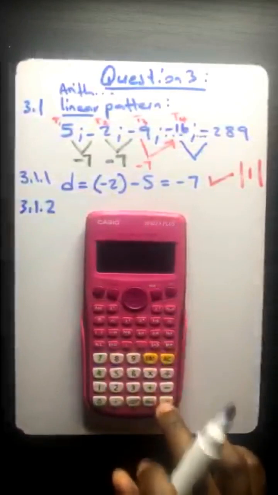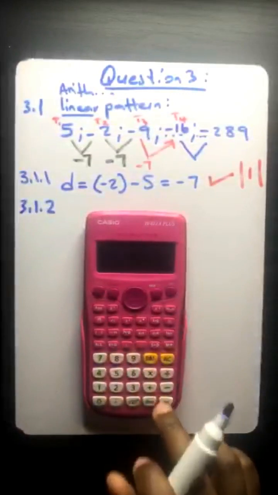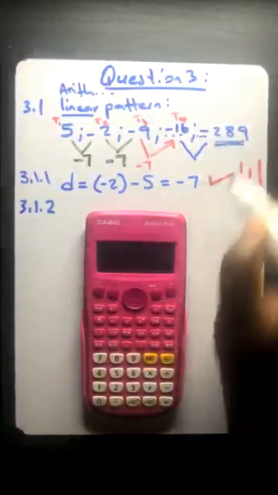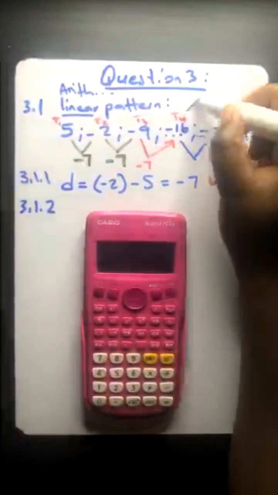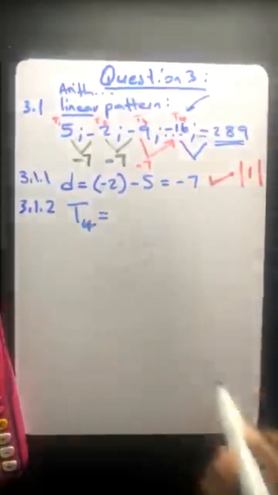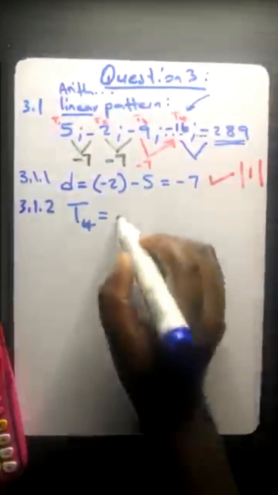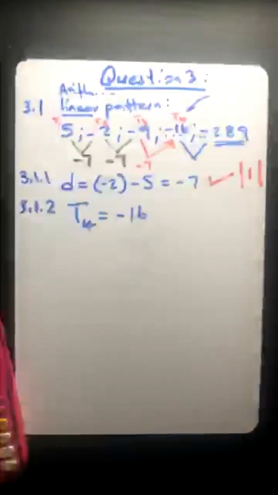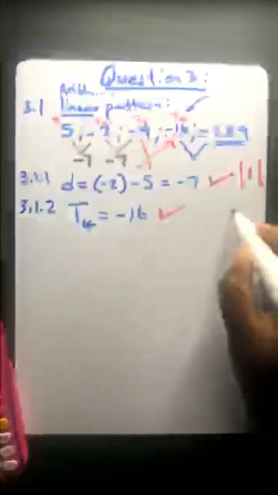You will see that you'll plus many times until you get to that value, if you want to know where that value is. But for now, they just wanted you to give term number 4. You don't need to go far. So term number 4, to answer that, you just say term number 4 is equal to -16. By so doing, you just score yourself 1 mark.